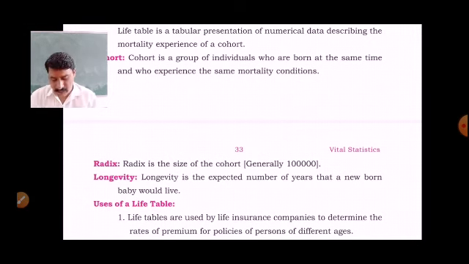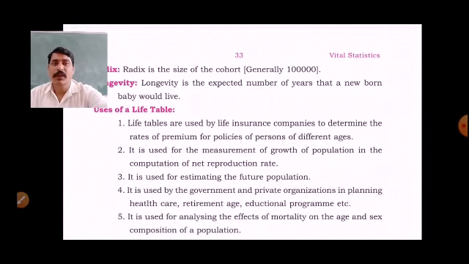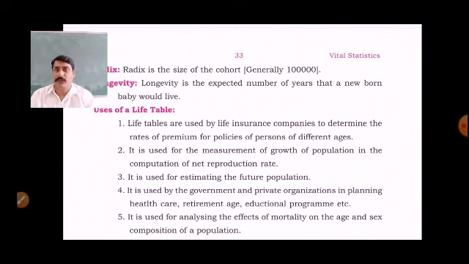And the next term is longevity. So what is this longevity? Longevity is the expected number of years that a newborn baby would live. A newborn baby, how long will it survive? How many years? Today one baby took birth, so up to what age may it survive? 60 years, 70 years, 80 years, 100 years, or just 40 years. So that is longevity here.